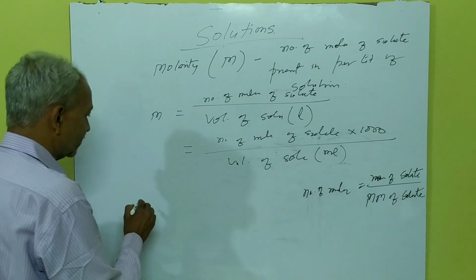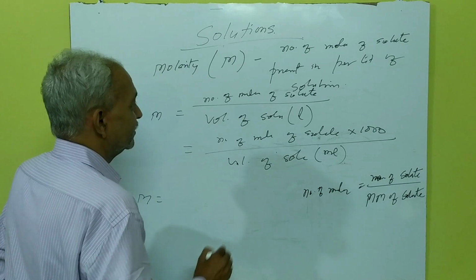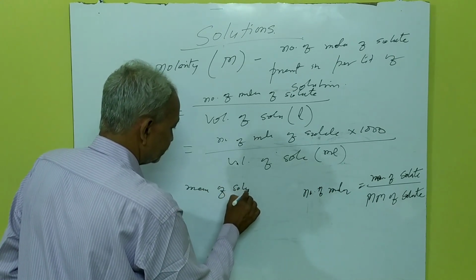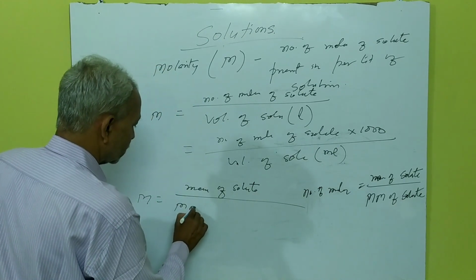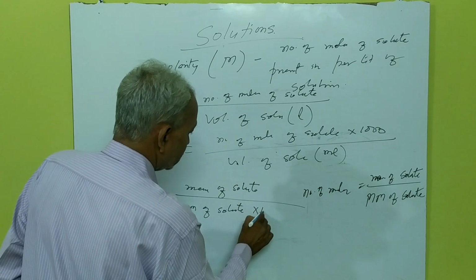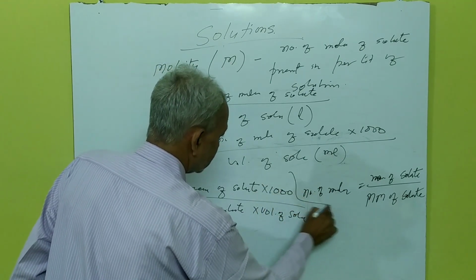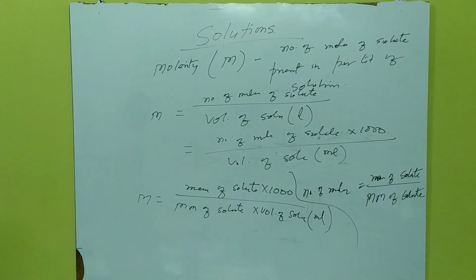So what is the third definition of molarity? Molarity is number of moles, so in place of number of moles, you write mass of solute divided by molar mass of solute into volume of solution in milliliter into 1000. So this is another definition of molarity. Different terms are used to express molarity, right? So molarity is mass of solute into 1000 divided by molar mass of solute into volume of solution. This is the fourth way to represent the molarity of solution.